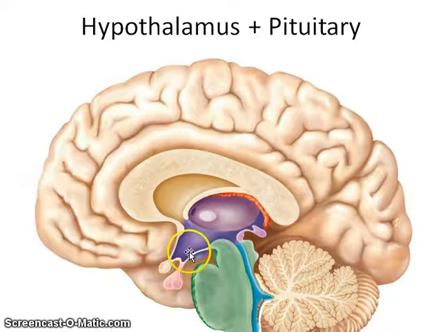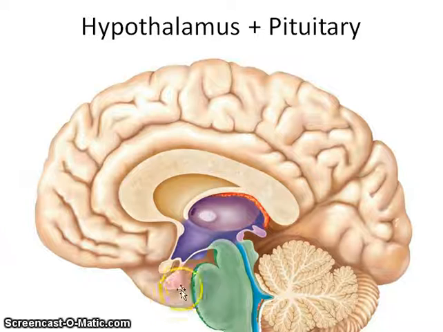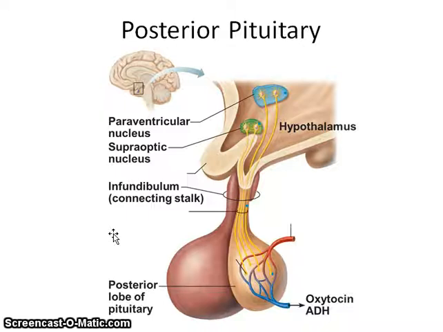So you can see the hypothalamus here, and connected to it is the pituitary with the posterior lobe and the anterior lobe, just so you can see where it's situated. So moving along, we'll first start by talking about the posterior pituitary.